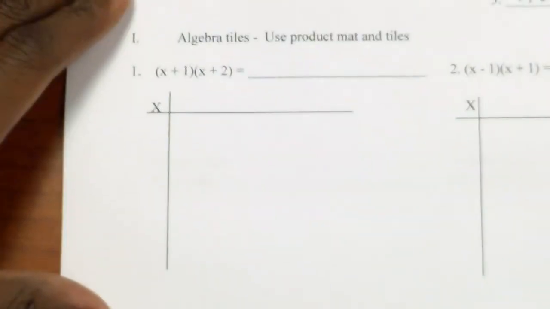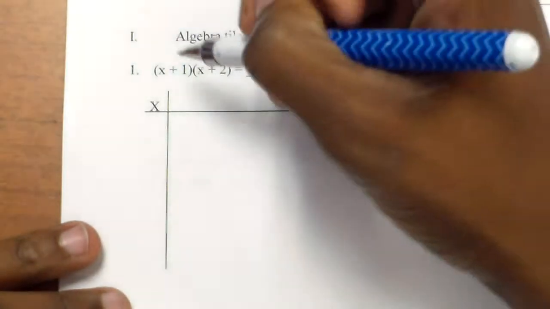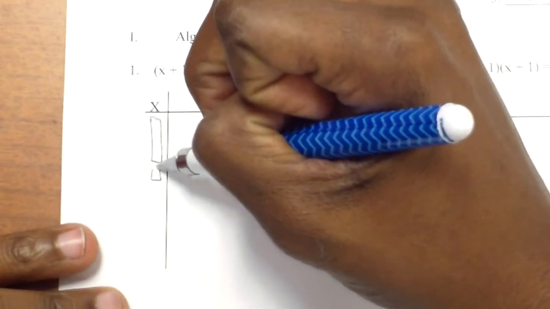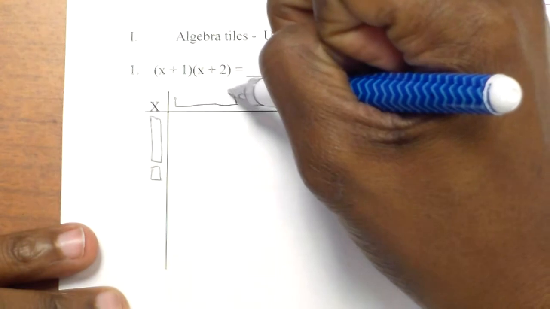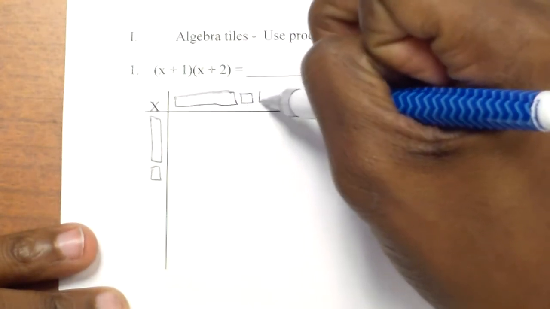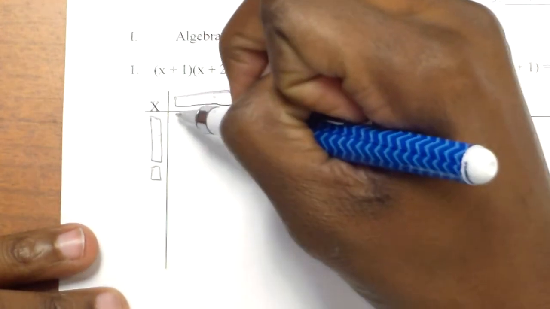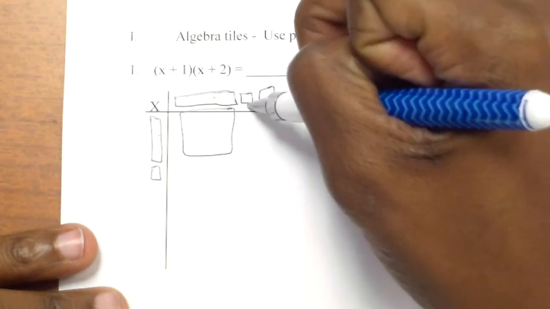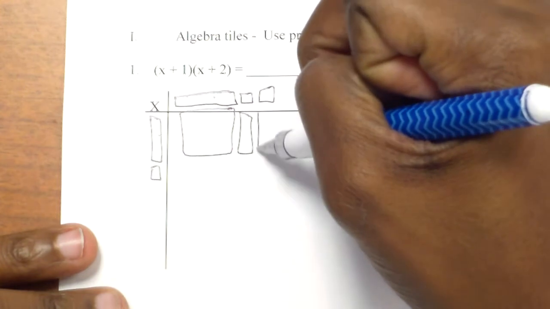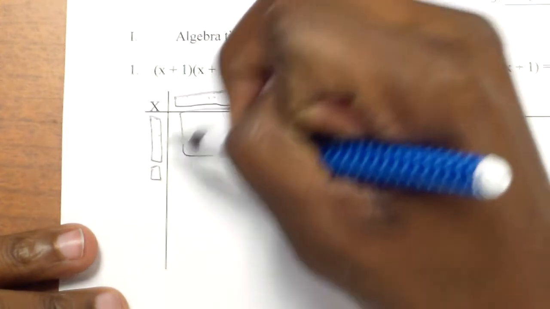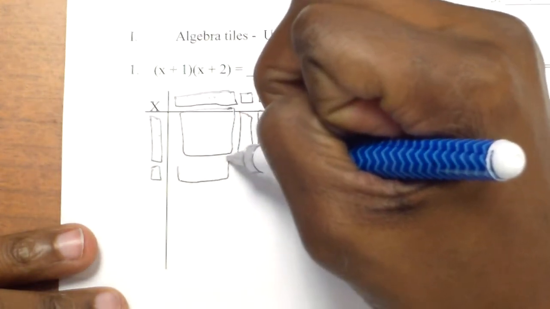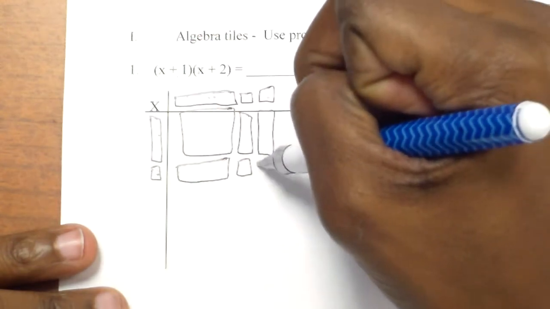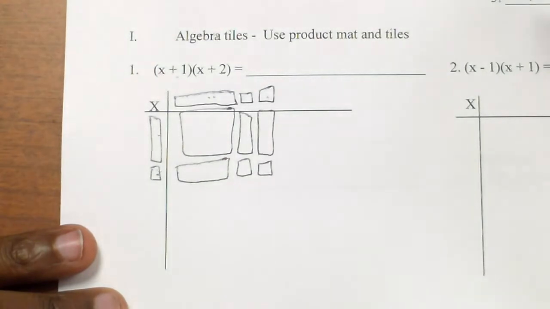So let's look at this first example. We have x plus 1, so we're going to draw our x bar and one little square. Then here we have another x bar and two squares. Multiply x times x, and we have x squared to fill in that product map. X times 1 is going to be x and x. Here x times 1 is going to be another x. 1 times 1 is 1. 1 times 1 is 1. And that pretty much fills in the map.